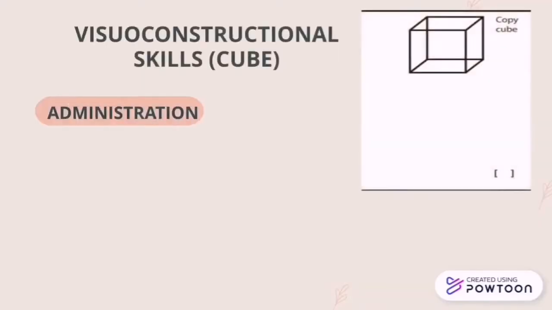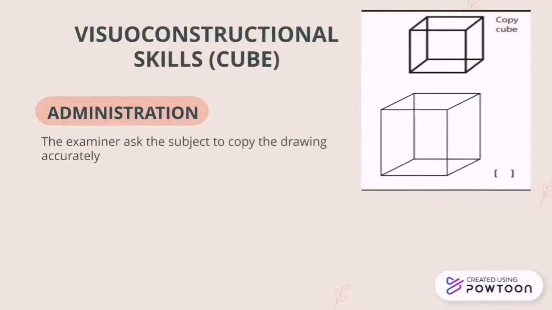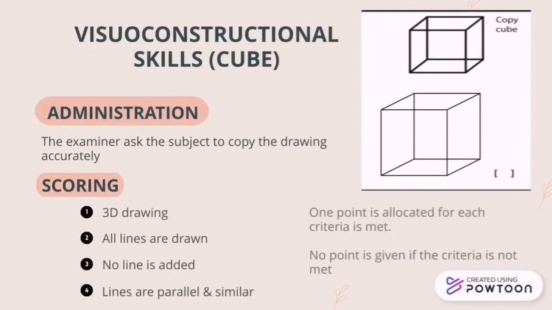For the cube, the subject needs to copy the drawing accurately. For scoring, 1 point is allocated for each criterion met. No point is given if the criterion is not met.